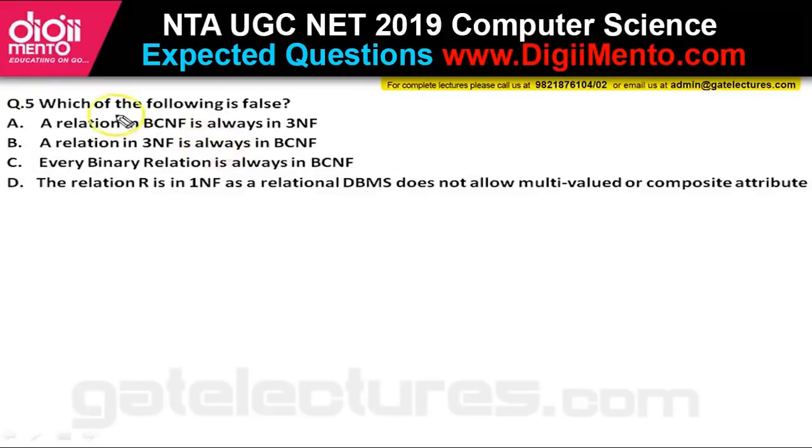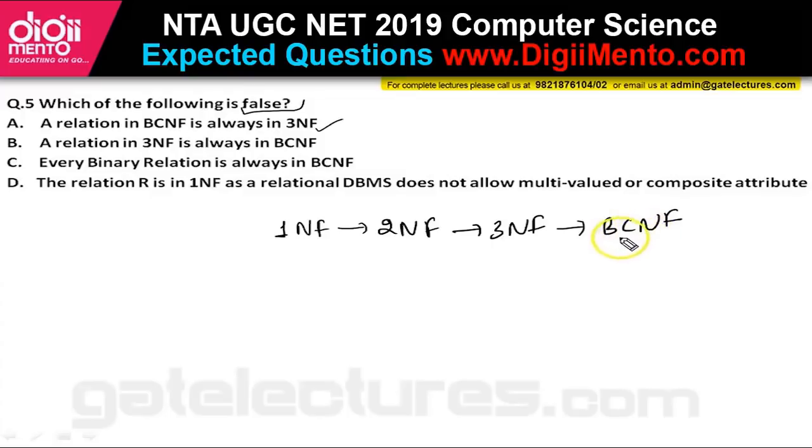So we have our next question, which says which one of the following is false. So we have to pick out the false statement here. It is about normalization. The first statement says a relation in BCNF is always in 3NF. This is right. BCNF, Boyce-Codd normal form, is stricter than the third normal form. First we have first normal form, then second normal form, then third normal form, and then BCNF. So BCNF is the most strict one. If something is in BCNF, it will be in 3NF, 2NF, and 1NF as well.